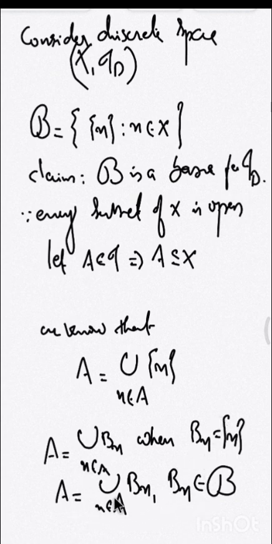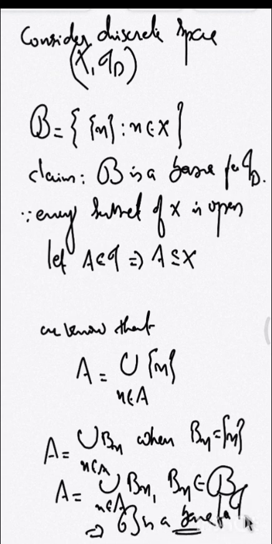Correct? So A can be written as a union of members from script B. That means every member of tau can be written like this. Therefore, this collection script B is a base for the discrete topology, which implies script B is a base for 2^X, the discrete topology.